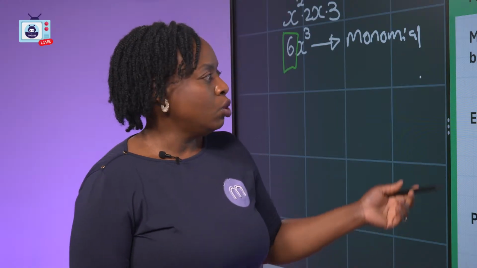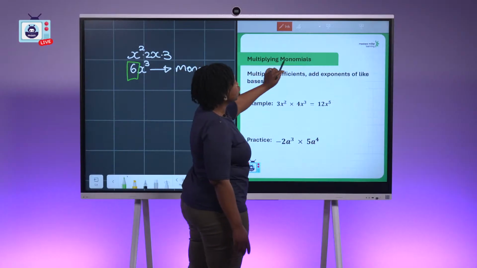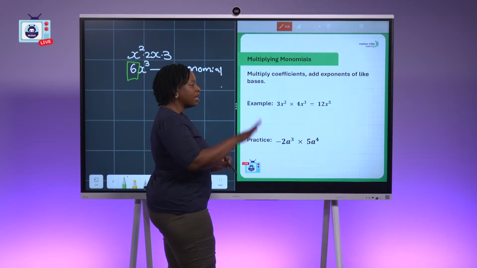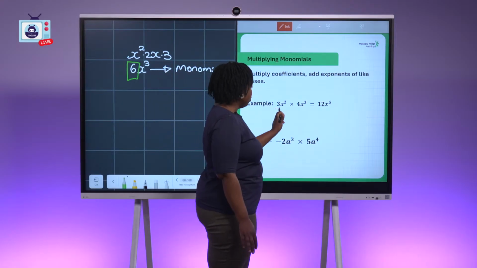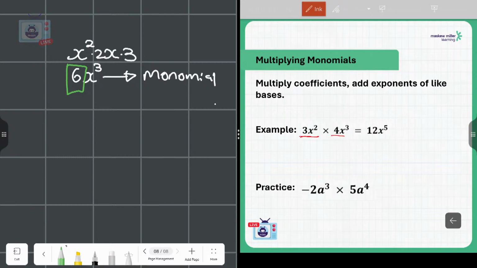Okay. So look here. We have multiplication of monomials. So we are multiplying a monomial by a monomial. Remember we said monomial is one term. So one term times one term. That's how we multiply monomials. The answer will then be 12x to the exponent 5. How did we get there?